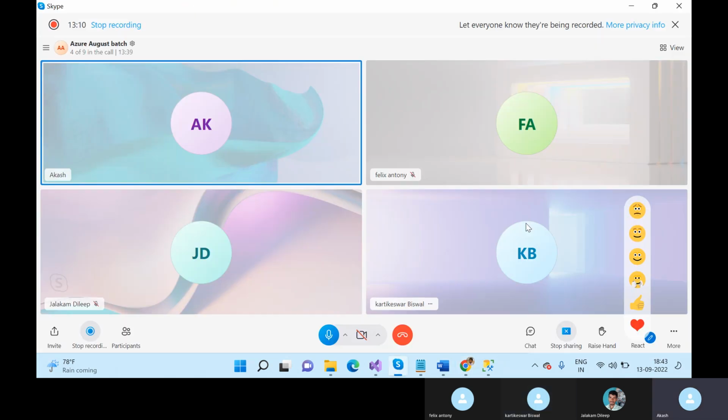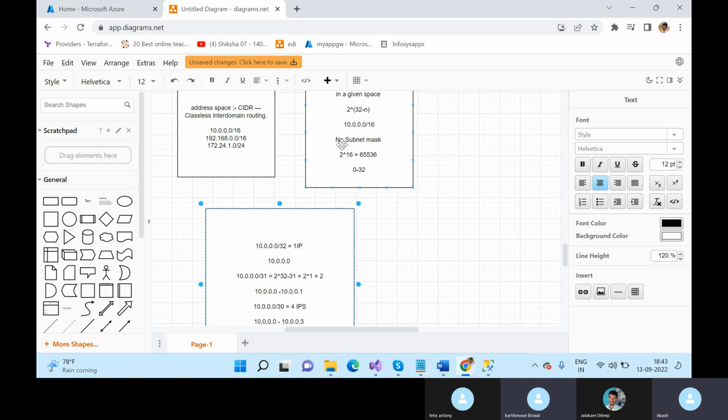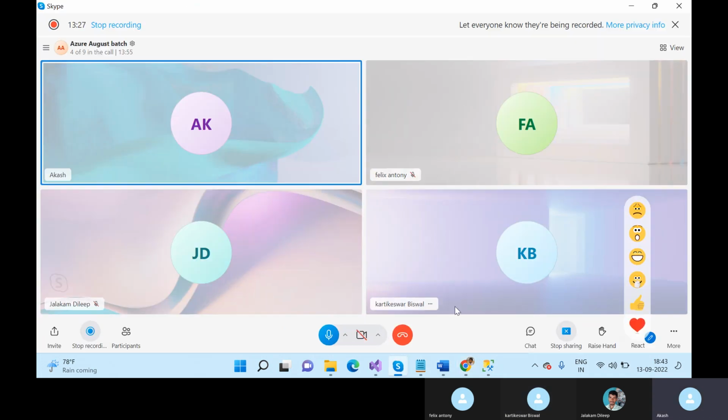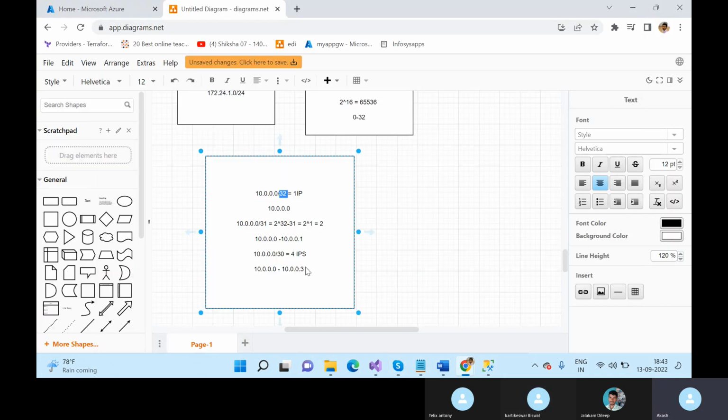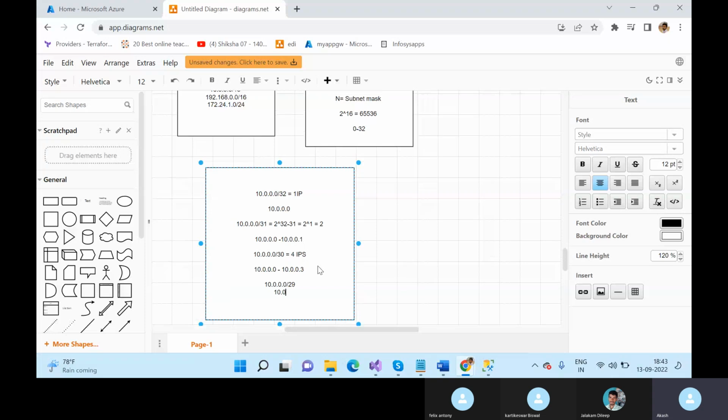Okay. I've done till 30. You will have to do till 23. The formula is 2 to the power of 32 minus n, where n is your subnet mask. So what you all do now is, till /23, same CIDR, 10.0.0.0. We have done till 30, right? 29, 28, like that. Till 23 you have to do. How many IPs I can have, and the range for all these, you need to do. You can start doing it.